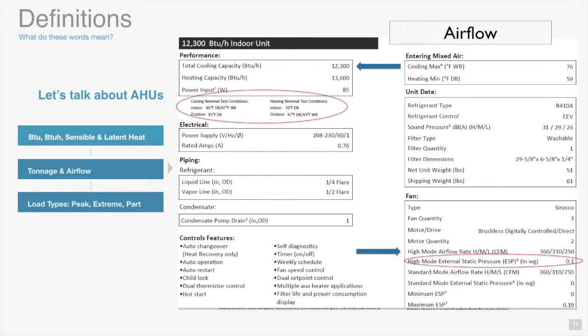Now, normal values for this are going to be somewhere in the 0.5 inches of water column range, and some units max out around the 0.8 inches of water column. Much beyond that, you're not going to get the airflow.